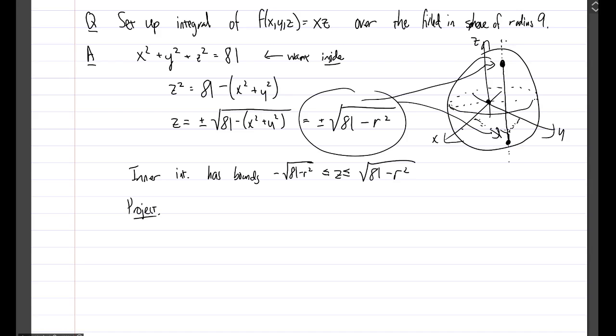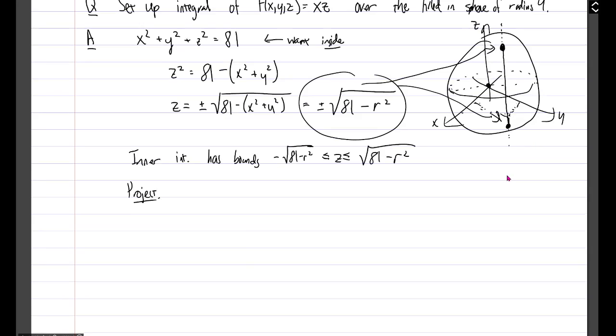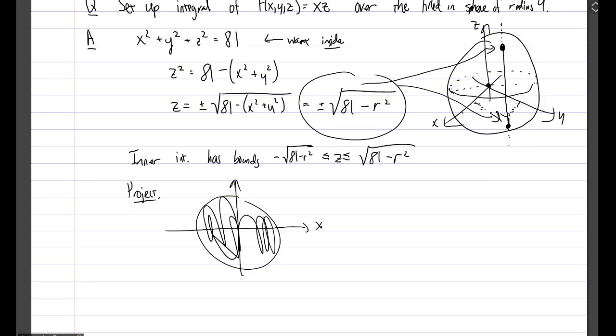Then we end up projecting. Take this sphere, filled in, and squash it down into the xy plane: every point above the xy plane moves down into it, and every point below moves up into it. That provides this picture, a filled-in circle of radius 9. So from this picture we have 0 less than or equal to r less than or equal to 9, and theta between 0 and 2 pi. We are in business to set up an integral now.